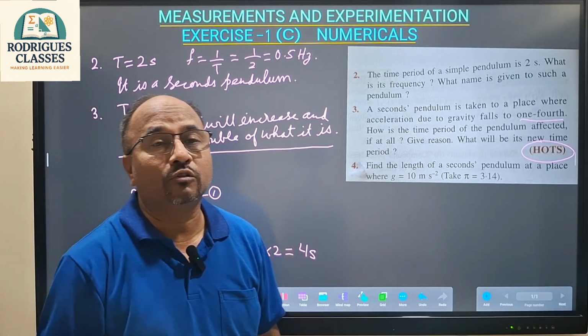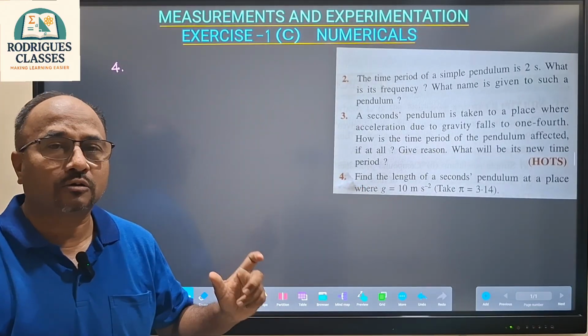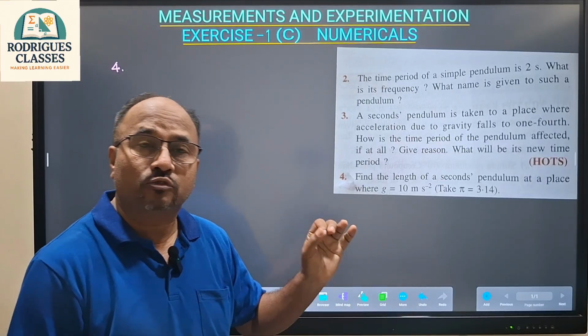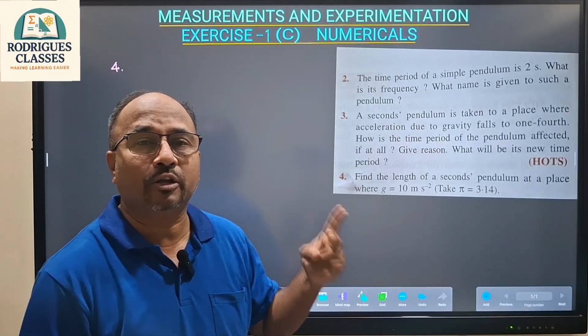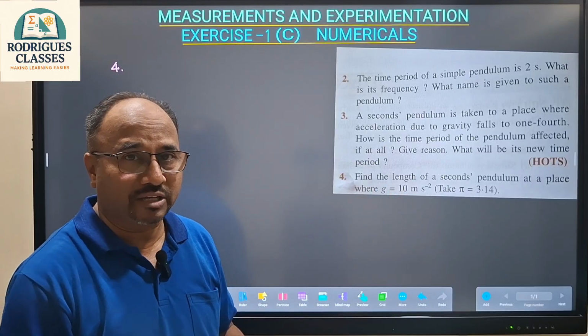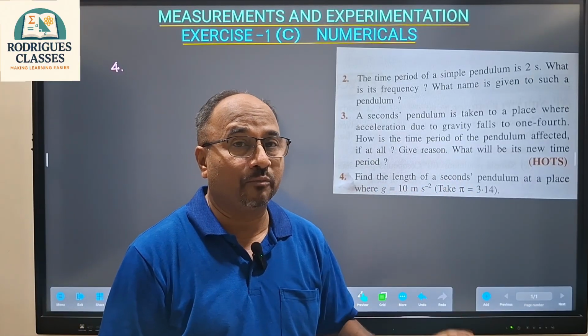Now we will move on to the fourth sum. So let us now come to question number 4. The numerical is like this: find the length of a seconds pendulum. Remember, a seconds pendulum has a time period of 2 seconds, at a place where G is to be taken as 10 meter per second square, and it has been told to take pi as 3.14.